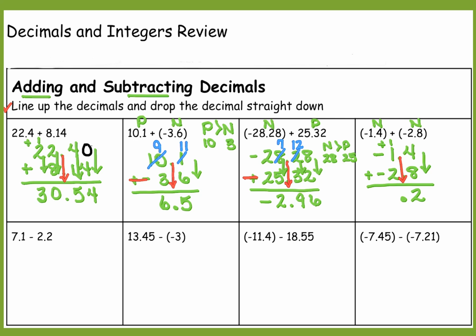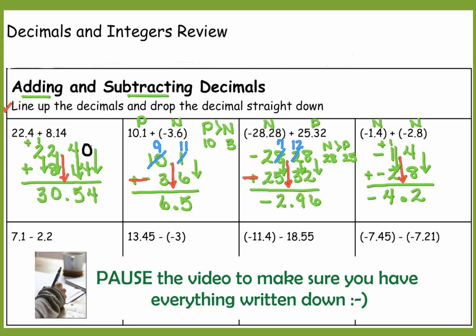Lastly, we're going to add 1 plus 1 plus 2, which gives us a value of 4. Now remember, this is a negative plus a negative, so our answer will be negative. And our answer is 4 and 2/10, and this value is negative.